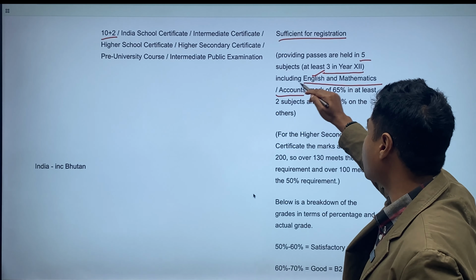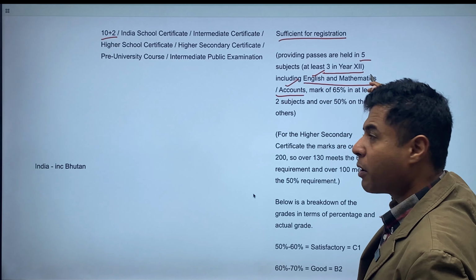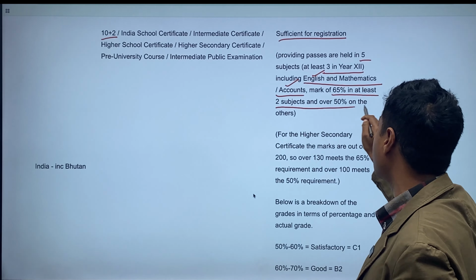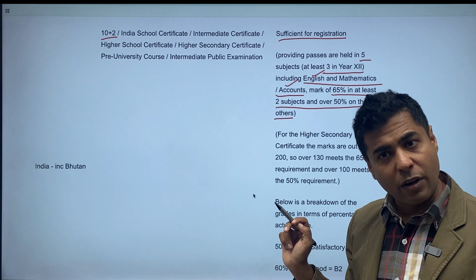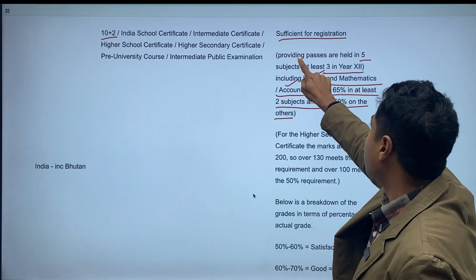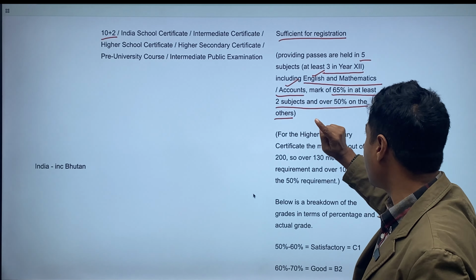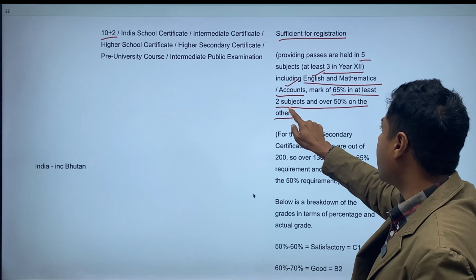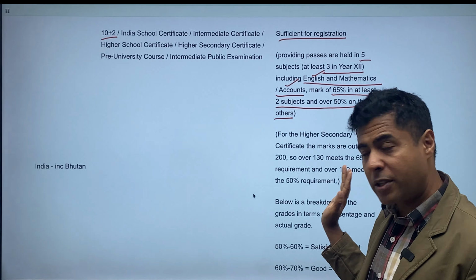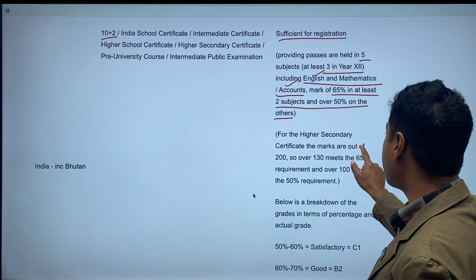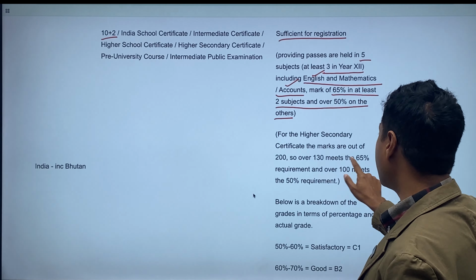So either maths or accounts is mandatory. You should have English and accounts, or English and maths, and you should have scored 65% in at least 2 subjects and over 50% in others. So you require 5 subjects, out of which English and maths or English and accounts is a requirement, and 65% in at least 2 subjects and over 50% in others. This is important for us. For the higher secondary certificates, the marks are out of 200, so over 130 meets the requirement.